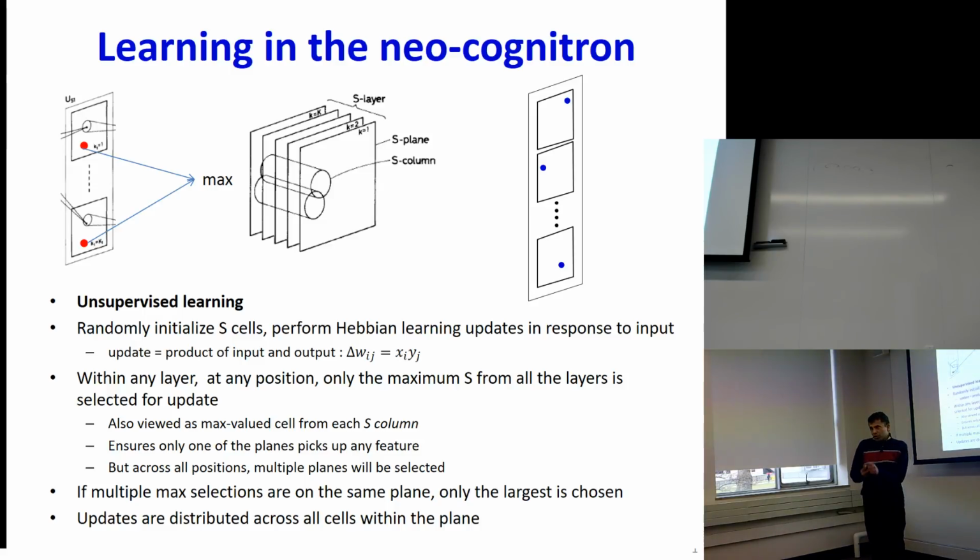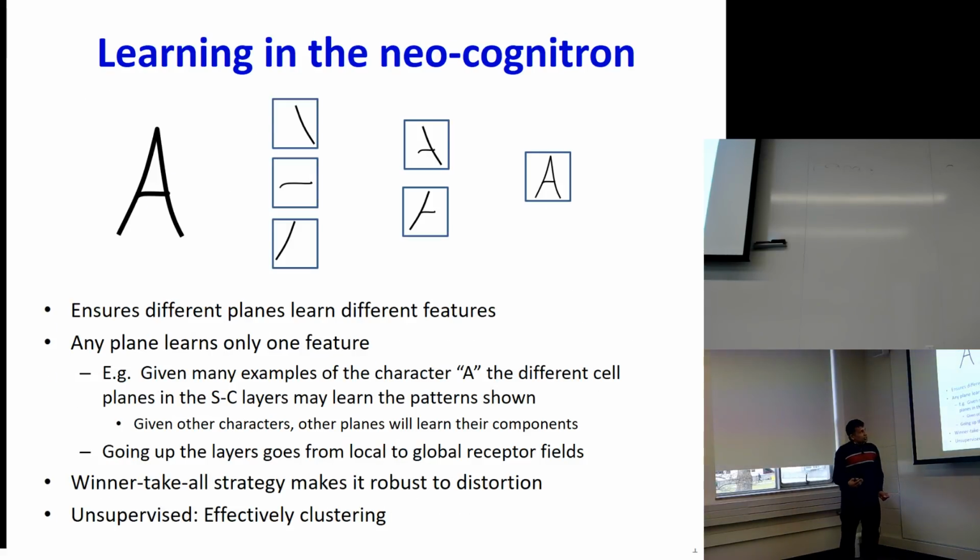But then, because you're using a Hebbian rule and you picked one point, any update that you make to a neuron over here, you're going to reflect that and copy those updates to all the neurons in that plane, right? So very simple update rule, nothing fancy. And here's what he found. He found that different planes learn different features. Any plane would only learn one particular feature.